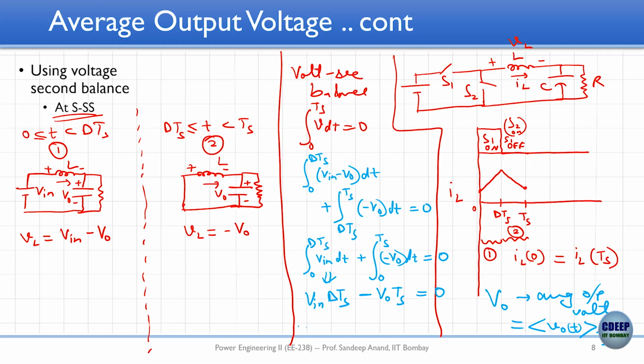And that's it. Now I think you just rearrange and you will get output voltage is equal to input voltage into D. So the output average voltage is equal to input voltage multiplied by D.